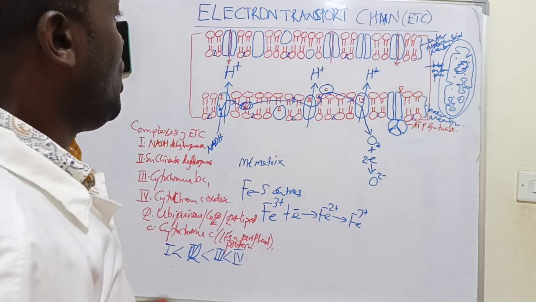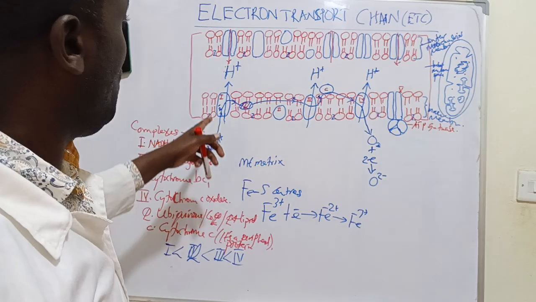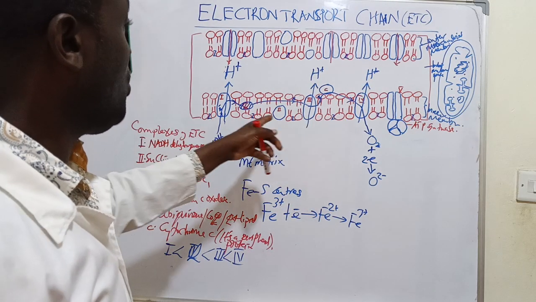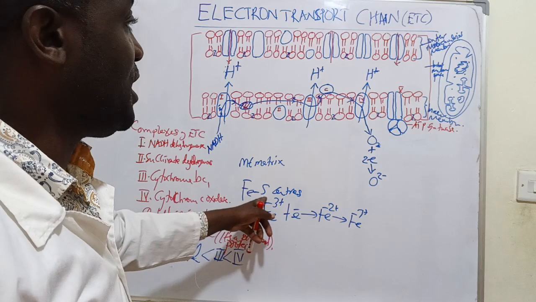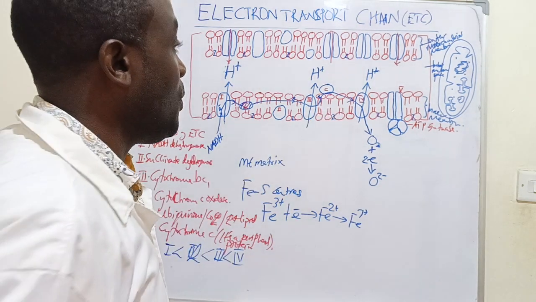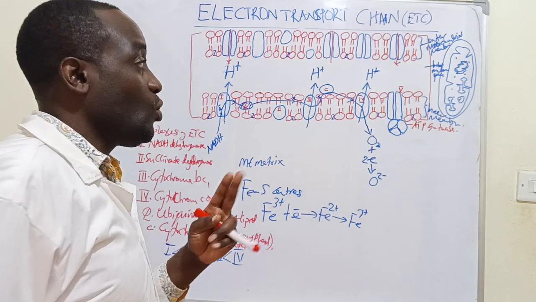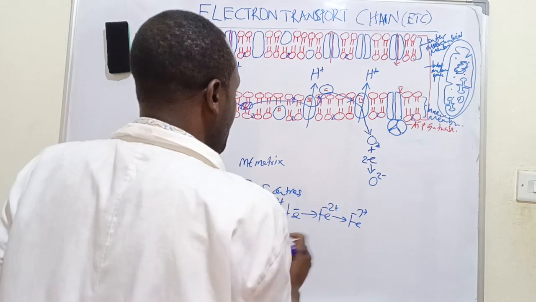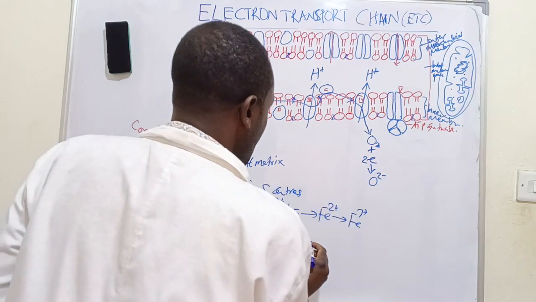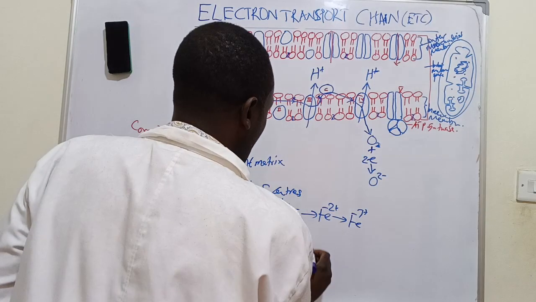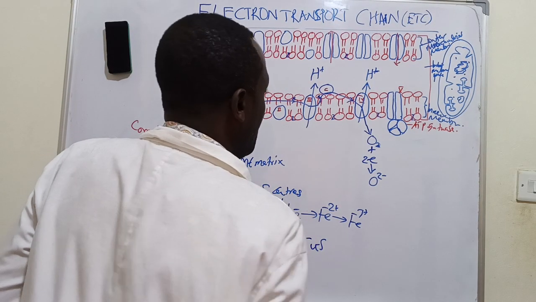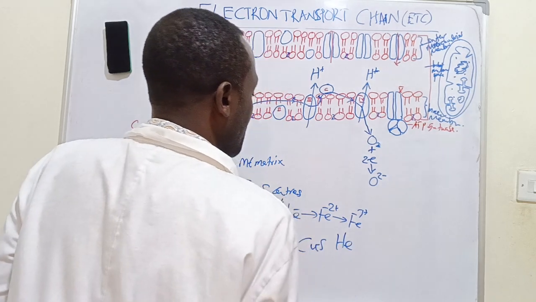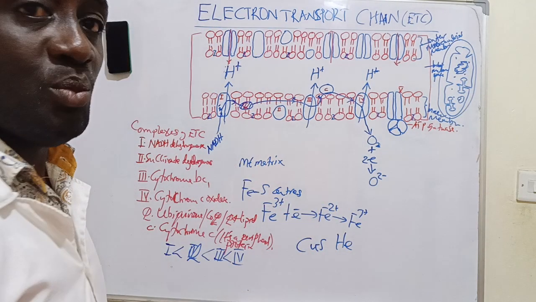Now look, I told you that in complex 1, 2, and 3 we have iron sulfur centers. In complex 4, we have two domains: we have copper centers, but also a heme group there, meaning that it is a complex protein.